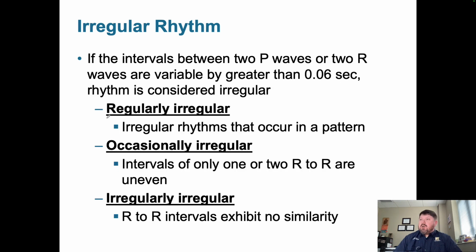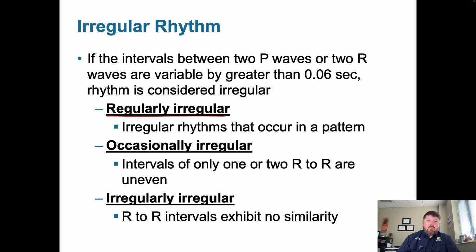Now, when it comes to irregular, you can have what's called a regularly irregular, which means the irregular rhythms occur in a pattern. This occurs with things like a PVC or PAC. Occasionally irregular, so every now and then we'll see something come up that interrupts the R to R pattern. Or irregularly irregular, where your R to R intervals show no similarity at all.